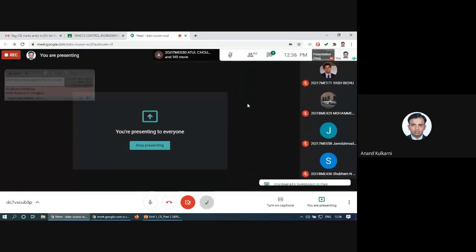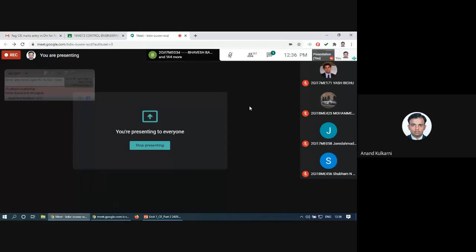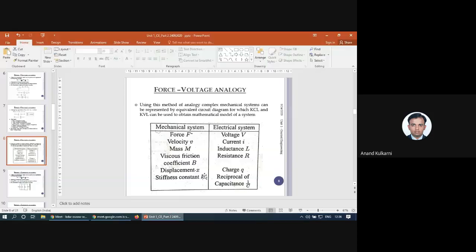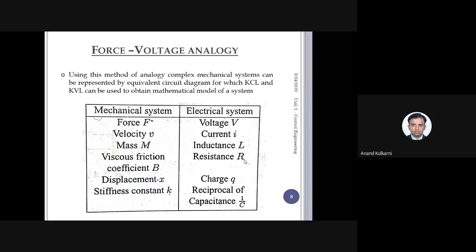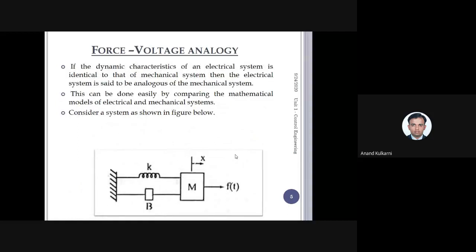See here, because force voltage, once you understand, similarly we write force current also. So force voltage analogy is very much important. Just observe here. For those who have just joined, I'll quickly tell you what we are understanding: the force voltage and force current analogy.